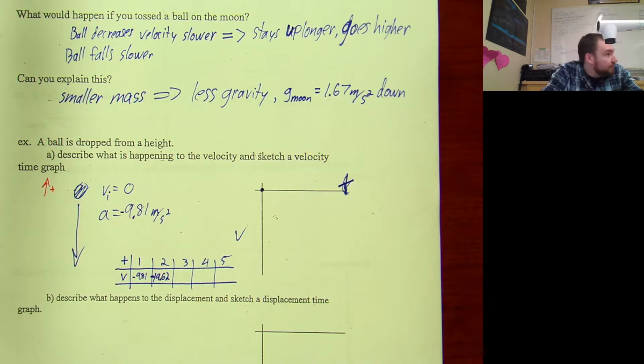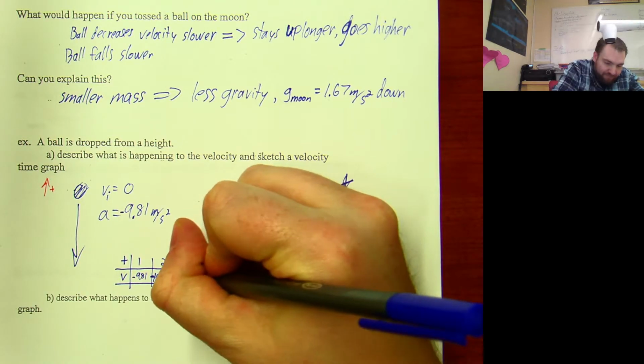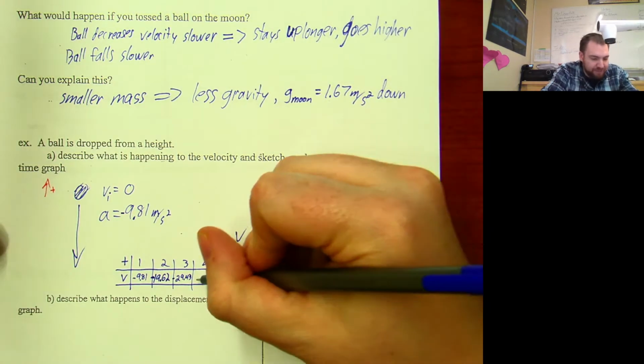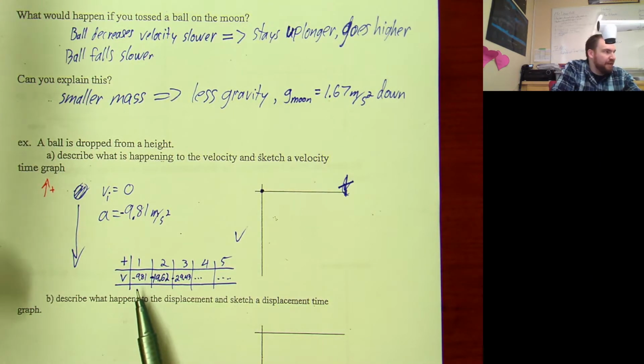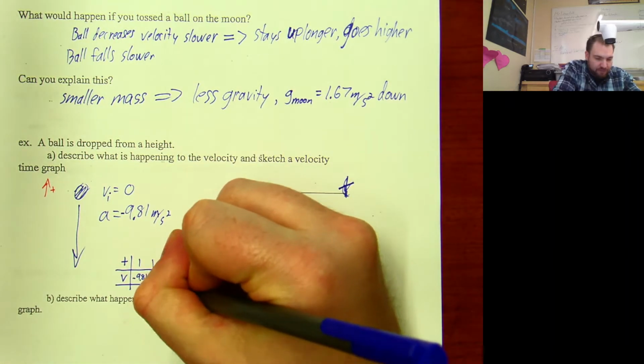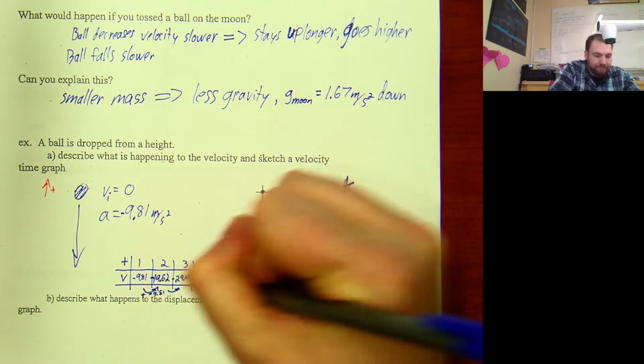So what's the value? Is it 29.43? Someone with a calculator? 29.43, okay. I don't need to do 4 seconds. I don't need to do 5 seconds. How did you find these values, or how would we find them? Dave, what were you doing in your head? Adding negative 9.81. We were adding negative 9.81 every time.